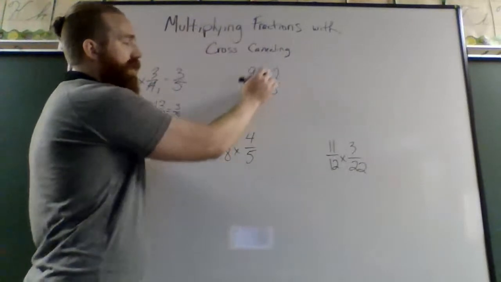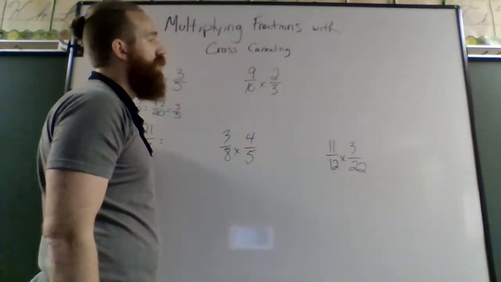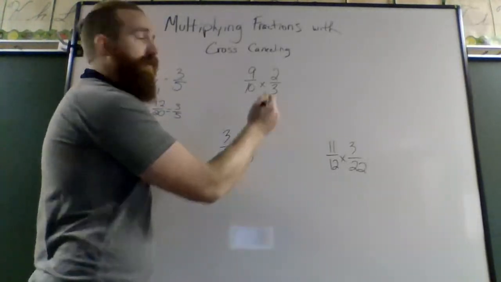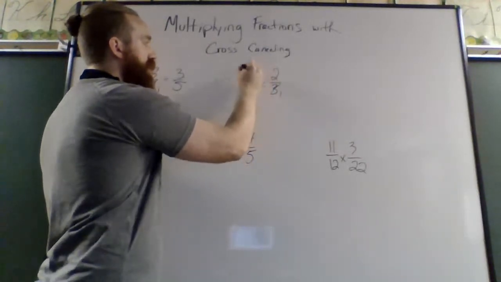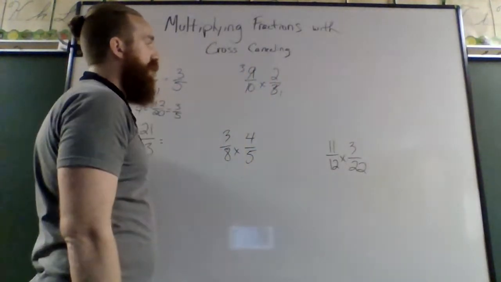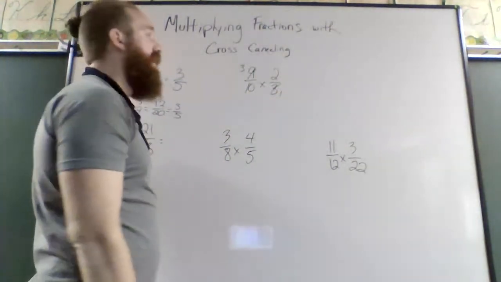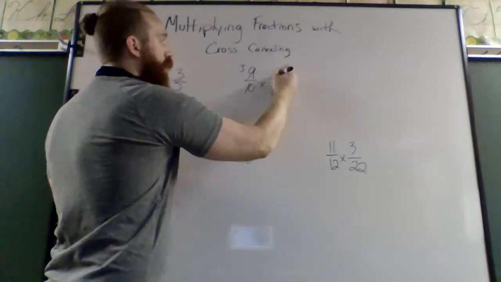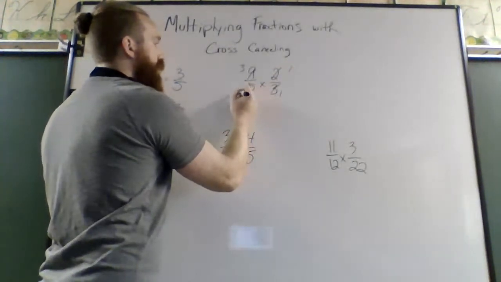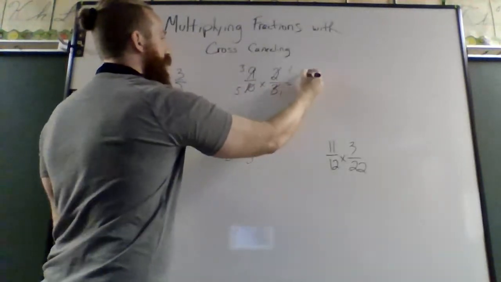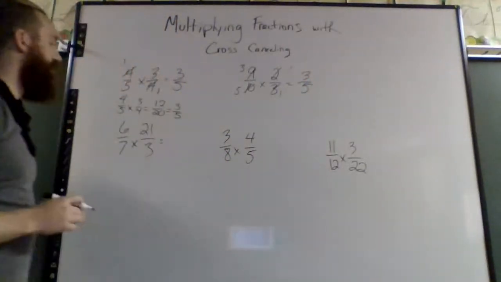We have 9/10 times 2/3. Now let's look diagonally up and down and see if we have anything that can cancel. The first one I see is the 3 and the 9. I know that 3 goes into 3 one time and 3 goes into 9 3 times. Now, I also know that both 2 and 10 are even numbers, so you can divide them both by 2. 2 divided by 2 gives you 1, and 10 divided by 2 gives you 5. And then when you multiply, you get 3/5. Same answer as this one.